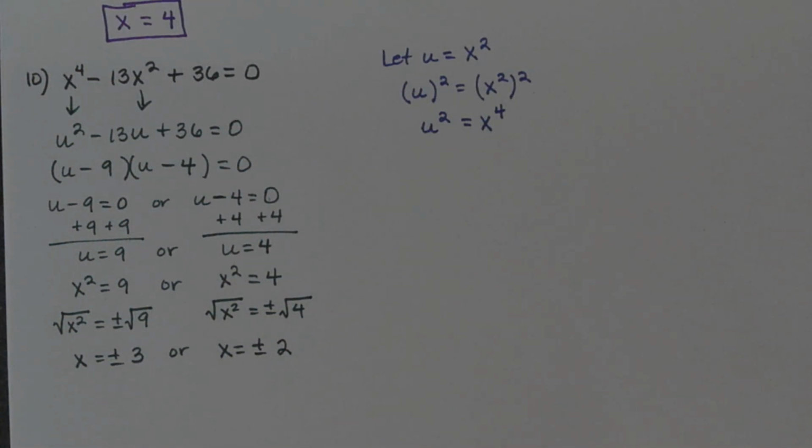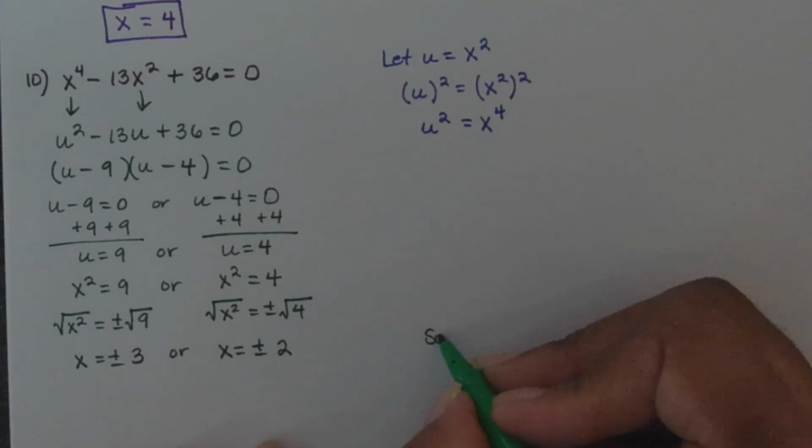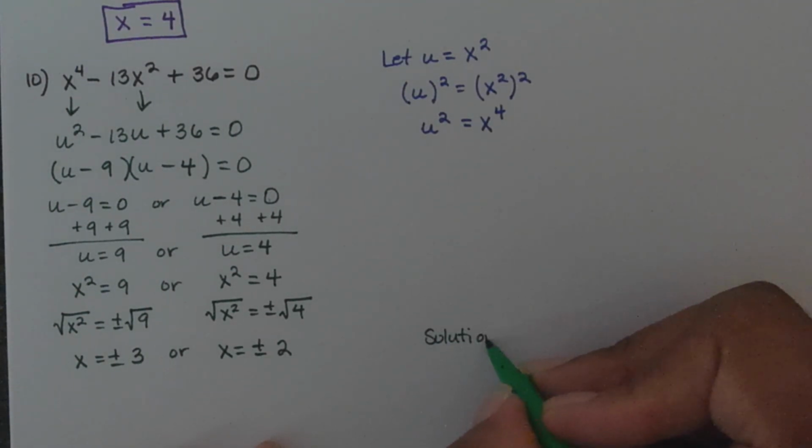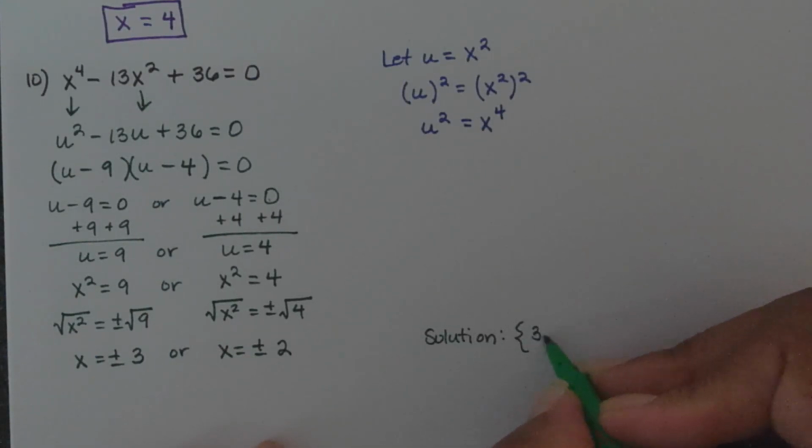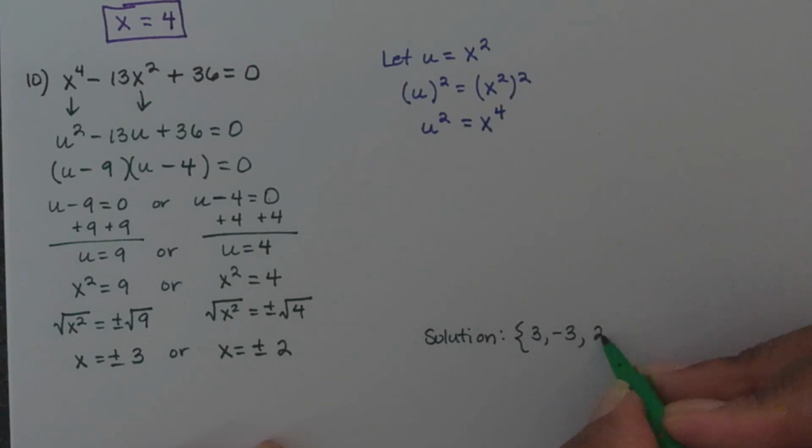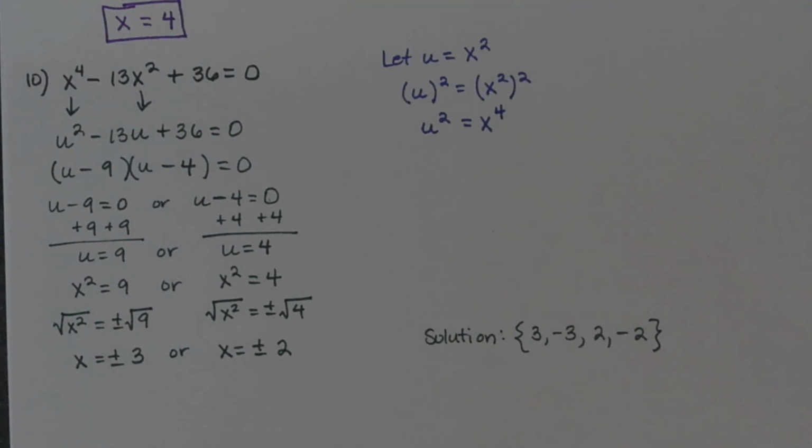So in this case, I have 4 solutions for this equation: positive 3, negative 3, positive 2, and negative 2. Those are my 4 solutions for this equation that's quadratic in form, and you have to use the appropriate u substitution there. Are there any questions about problem number 10?